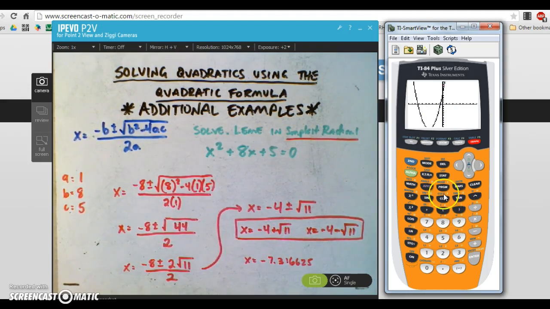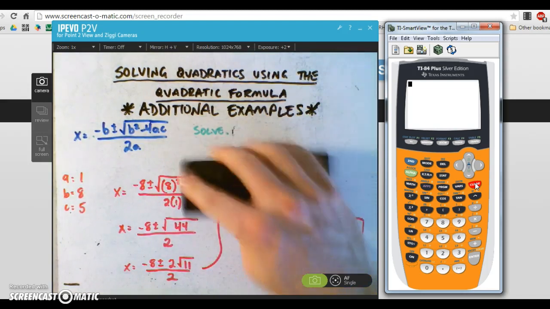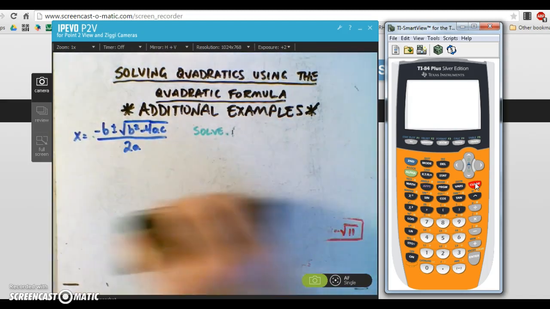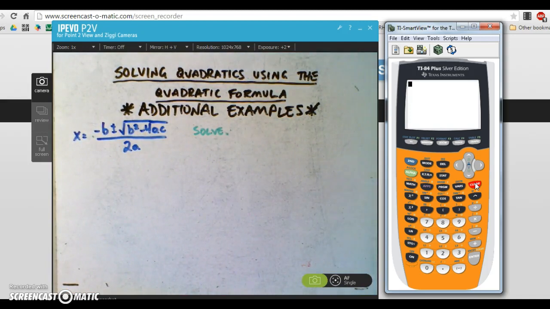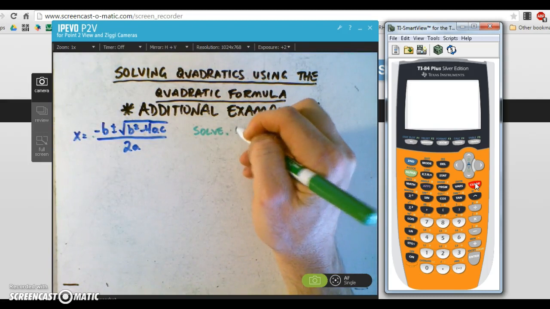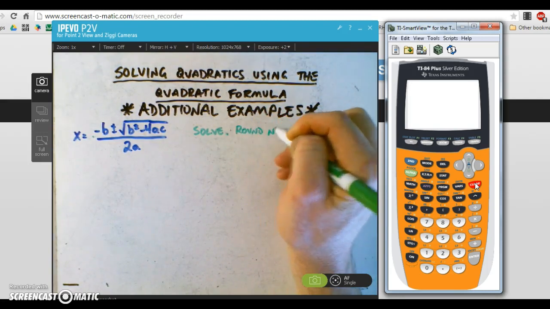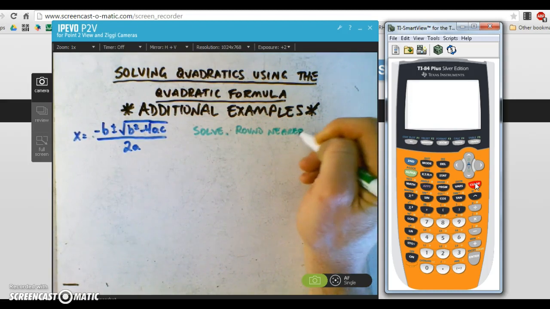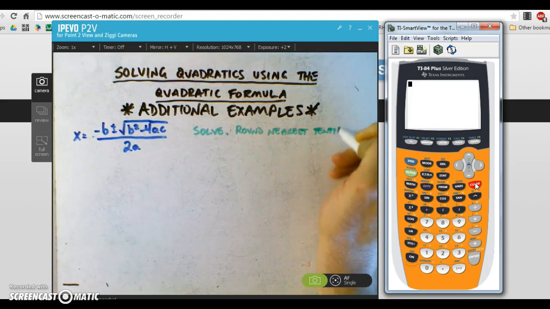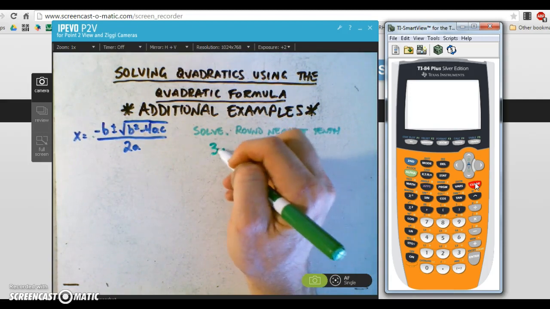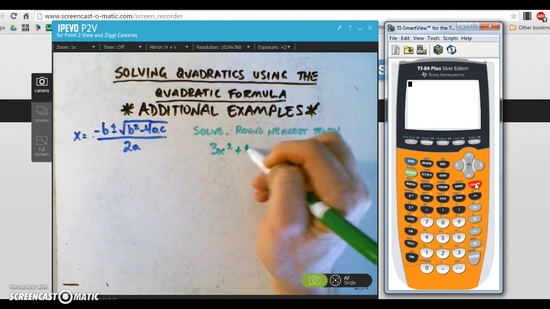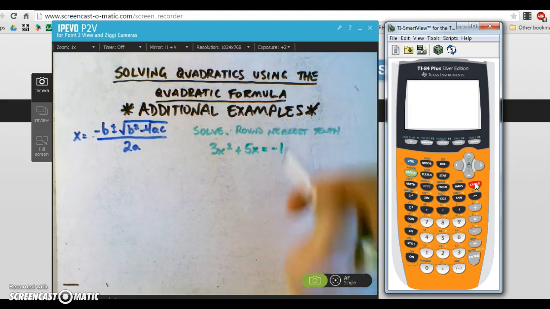Okay? All right, let's do one more where we're going to round to the nearest tenth instead of leaving in simplest radical form. So here we go. Let's take this out. And let's try. We're going to solve. This time we're going to round to the nearest tenth. And we're going to do 3x squared plus 5x equals negative 1.